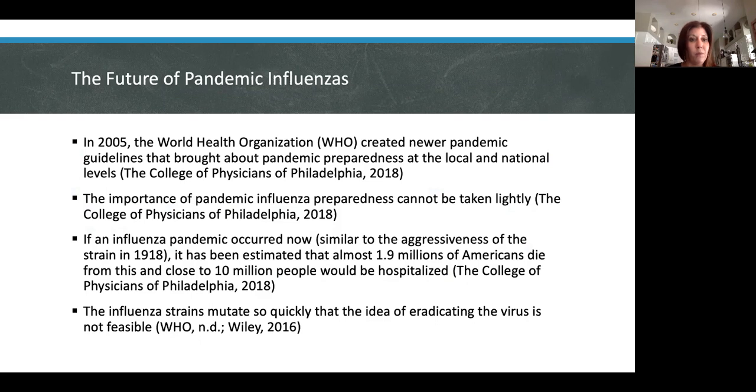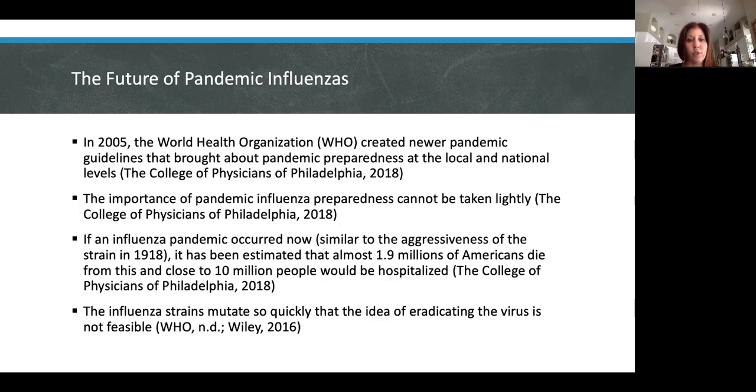They just don't know. The research is saying that if an influenza pandemic occurred now, similar to that 1918 one that I talked about, it's estimated that almost 1.9 million Americans would die from this, and close to 10 million would be hospitalized, which, I can't imagine the devastating effects in the hospitals, and the healthcare money that would be allotted for this. So it's really important that we are prepared and try to be preventative too. So I'm making sure that everybody's educated. That's where the focus of this presentation is, really on preparedness and prevention.